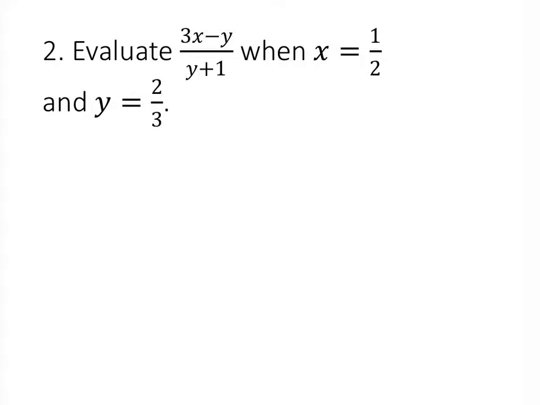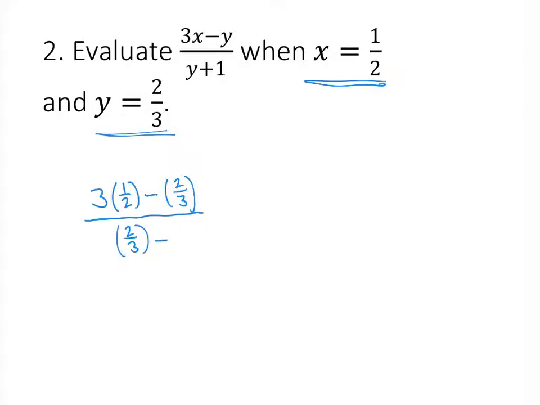For this one, we're evaluating an algebraic expression. So when we do that, we want to replace all of the x's with 1/2 and all of the y's with 2/3. And whenever we substitute into an algebraic expression, we want to take the numbers that we're substituting in and put them in parentheses. So the x gets replaced by 1/2, the y gets replaced by 2/3, and then on the bottom, y gets replaced by 2/3, and then we have that expression.